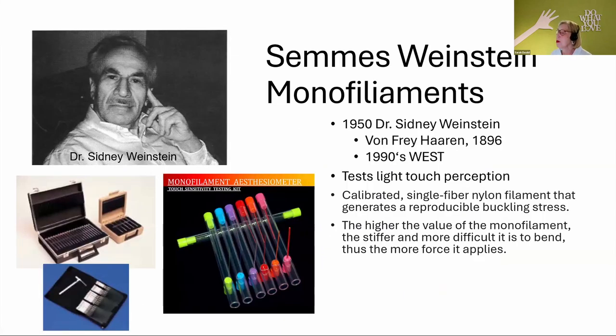We then went on to do a Semmes-Weinstein monofilament test. Here, I don't know if you have these readily available. They're actually not that expensive in the world of test hardware. Most hand clinics would have at least a 5 or 6 monofilament test. This is a handy dandy little monofilament test that's easily transported. It tests light touch perception with a calibrated nylon fiber, so it always delivers the same amount of pressure.